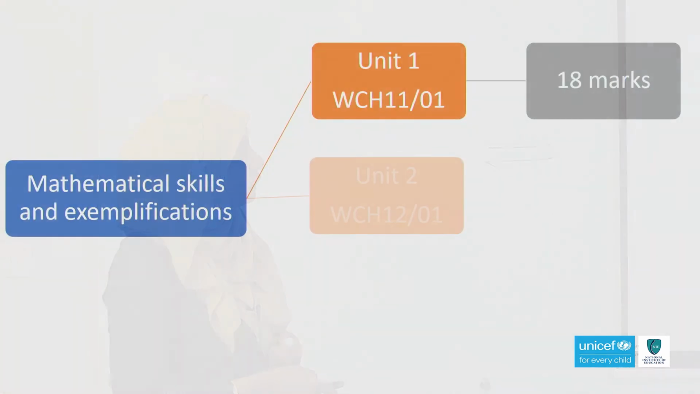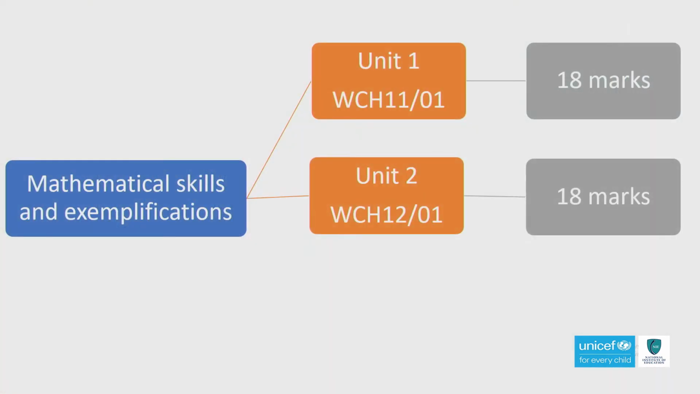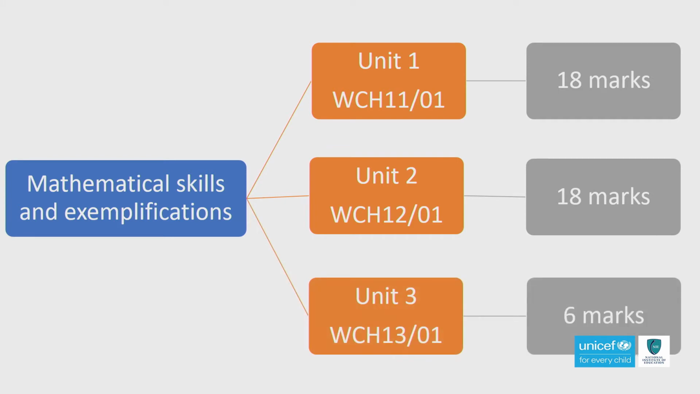How much of the mathematical skills are assessed in your papers? In Unit 1, there are 18 marks allocated for calculations. Unit 2, 18 marks, and Unit 3, about 6 marks of the overall work that is covered. So in Units 1 and 2, about 22% of the assessment will be covering calculations related to chemistry.